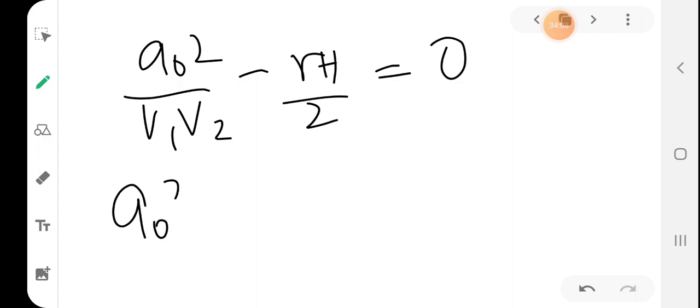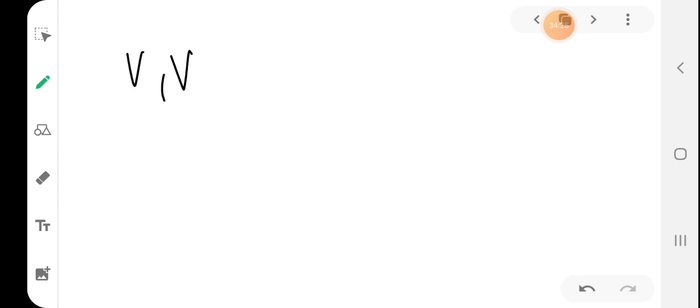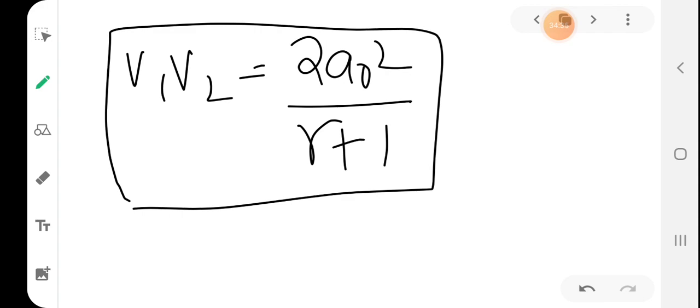So A0 square can be written as 2 A0 square by gamma plus 1 can be written as V1 into V2. Okay, so I am rearranging, where V1 V2 is written as 2 A0 square by gamma plus 1. So this is the solution for our normal shock wave.